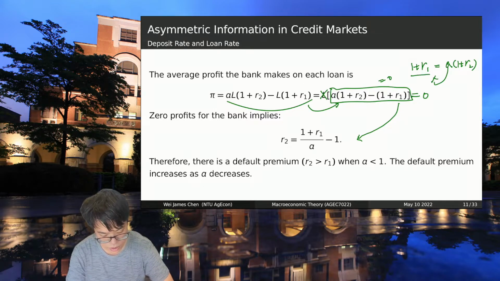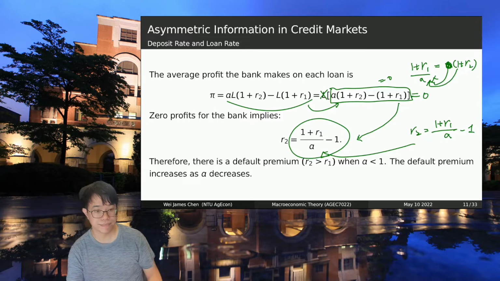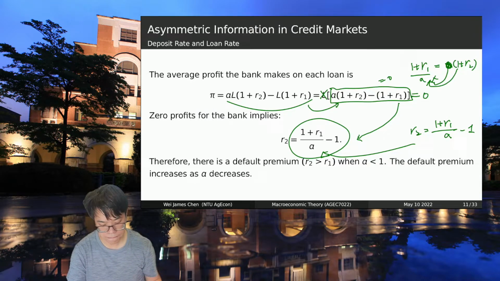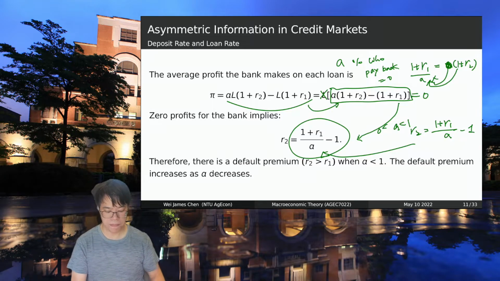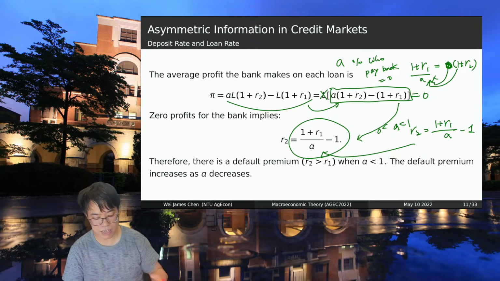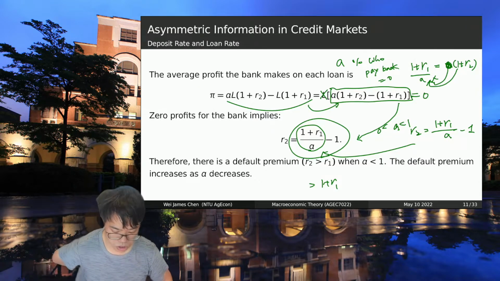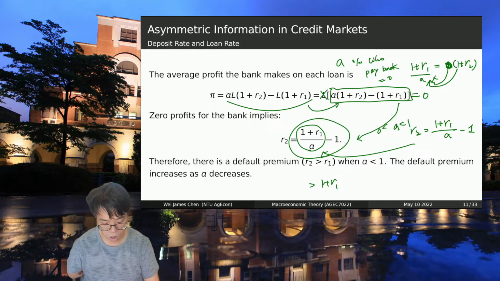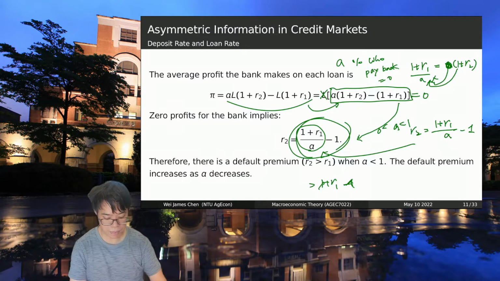You divide by A here and that makes the 1 here. R2 becomes (1 plus R1) divided by A, minus 1. That's exactly this, right? And remember, A is the percentage who pay back, so that's going to be a number between 0 and 1. So you divide by something that's less than 1. This term is going to be larger than 1 plus R1. So the whole thing minus 1 will be greater than R1. That means R2 is greater than R1.